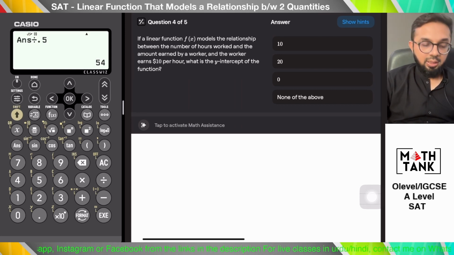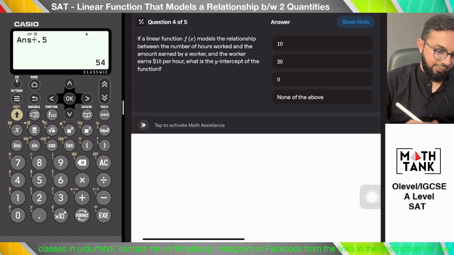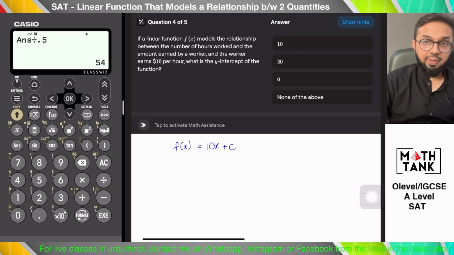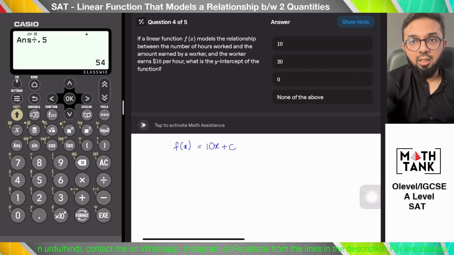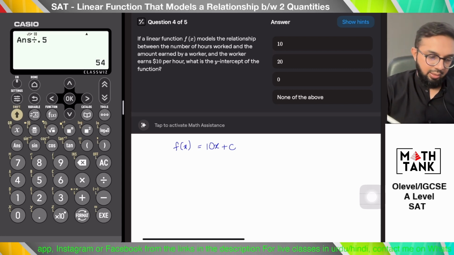If a linear function models the relationship between the number of hours worked and the amount earned by a worker, and the worker earns $10 per hour, what is the y-intercept of the function? Okay, it models the number of hours worked and the amount earned by the worker. $10 per hour, and I don't know if there's a fixed rate involved, that's the plus C. I don't know what that plus C is, so let's try to do that.